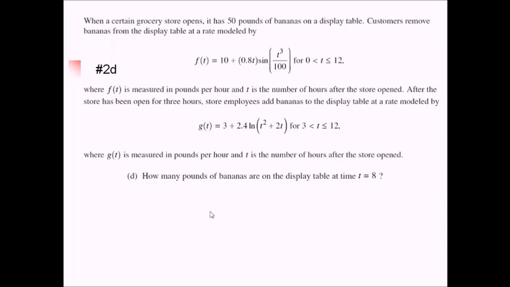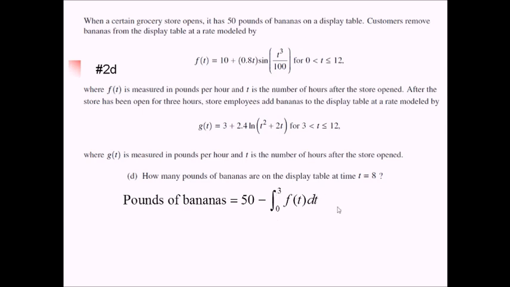For this last part of the problem, they're asking how many pounds of bananas are on the display table at time 8. All right, so there's a few things to take into account. First off, we can't forget about the 50 pounds of bananas that we started with, right? Don't want to forget about those. But then, for the first 3 hours, people were taking those away. So we're going to have to subtract the integral from 0 to 3 of f of t dt. This takes care of all the bananas that got removed by people over the first 3 hours.